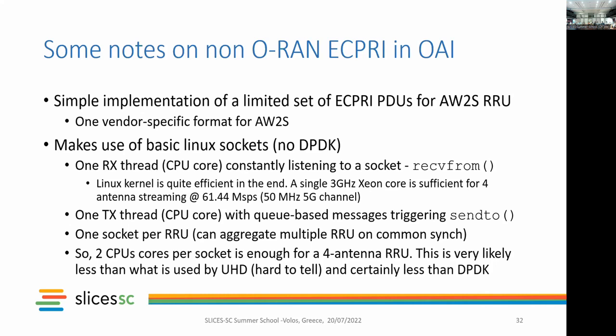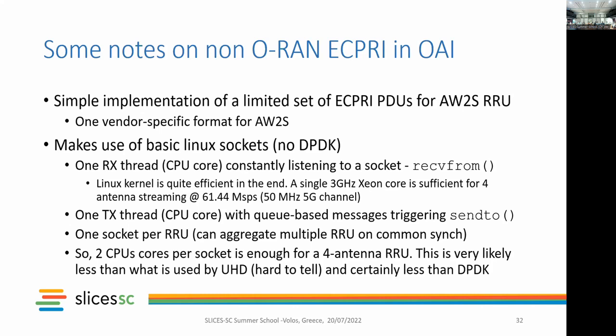You basically have one receive thread and one transmit thread. So that means 2 cores, 1 core for each thread. And the receive thread is basically constantly listening to a socket with a receive from. The Linux kernel, it turns out, is quite efficient in the end, at least the most recent versions of the kernel. A single 3 gigahertz Xeon core is sufficient for 4 antennas, even at 6144 megasamples per second. So basically, that means a 4x4, 50 megahertz, 5G. It's possible in one port.